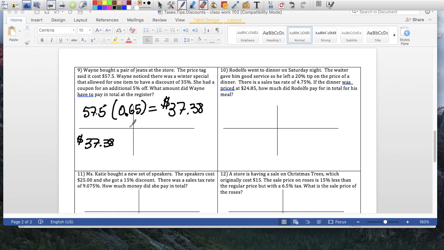But then you remember that you have a 5% coupon. So 5% coupon means off, right? So if the total amount is now $37.38 and you take 5% off, it means that you're only paying 95% of 37.38. So that's 0.95. 37.38 times 0.95 equals $35.51, and that's going to be the price of your jeans. Okay, there's tax, there's tip.